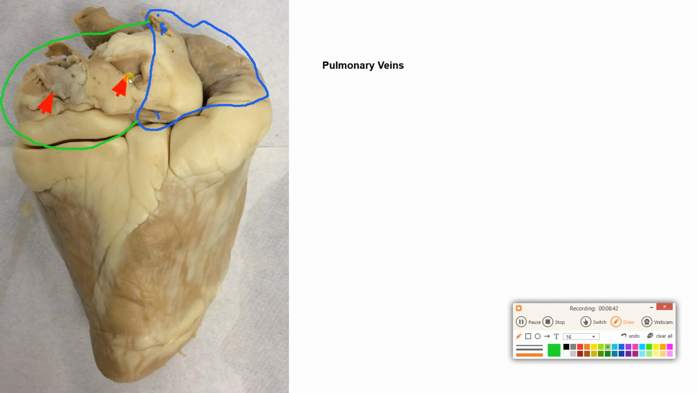I could stick a probe in this hole right here. I could stick a probe and open up this hole right here. These are holes in my left atrium. So we got to ask ourselves, what goes into the left atrium? Of course, it is the pulmonary veins. Okay, cool. Let's keep on going.